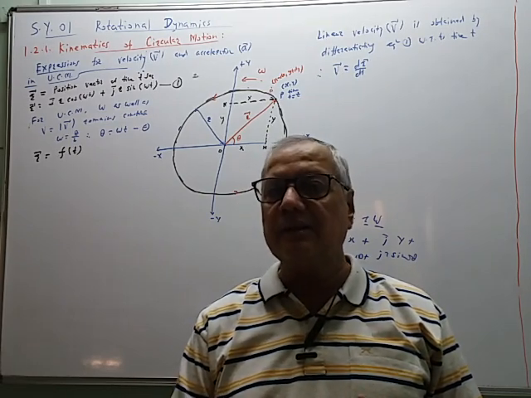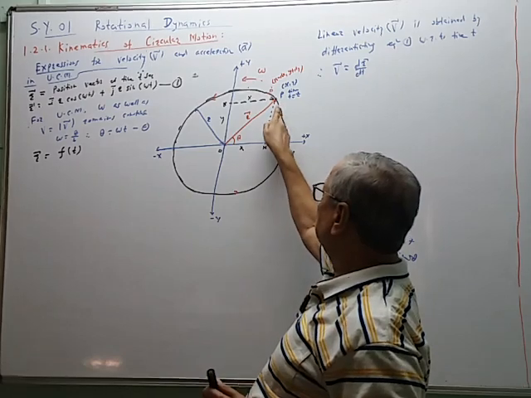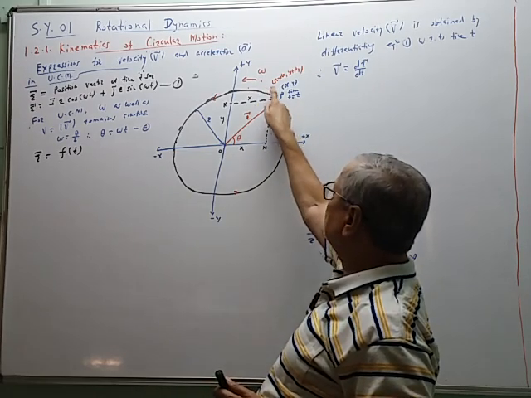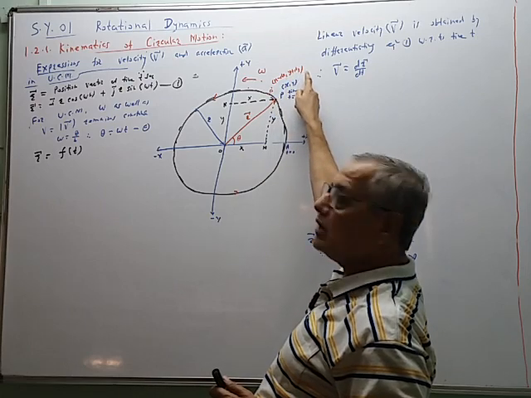As time increases, the particle will change its position from P to P dash. So P has coordinates x, y, P dash has x coordinate x minus dx and y coordinate y plus dy.